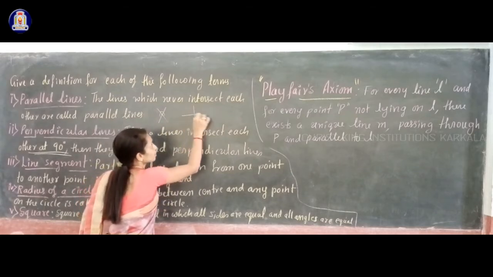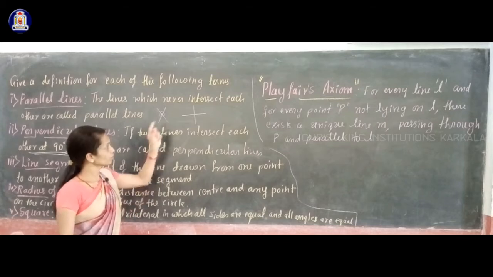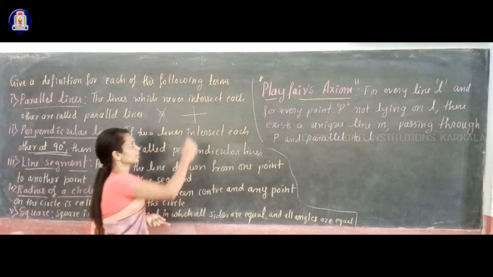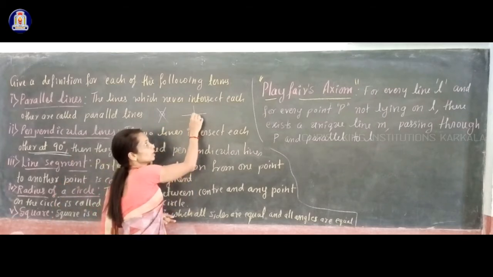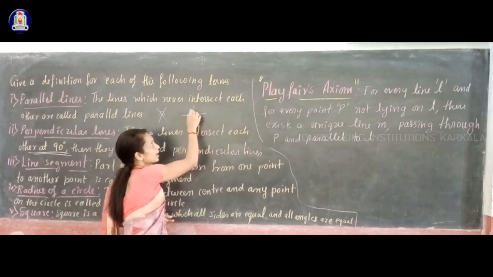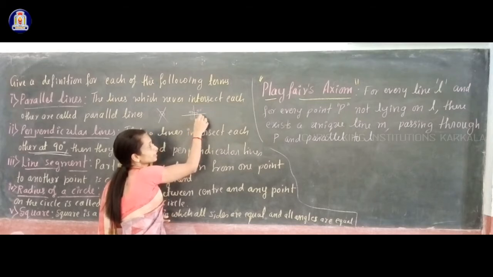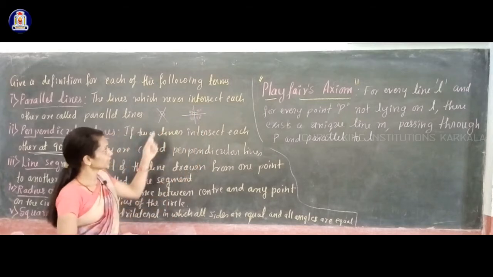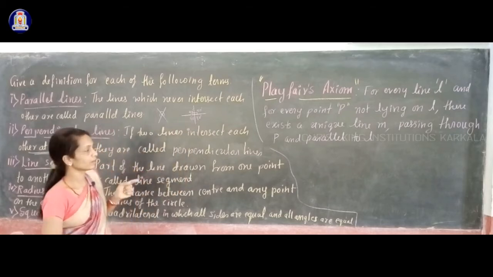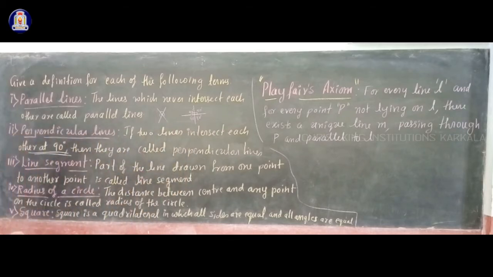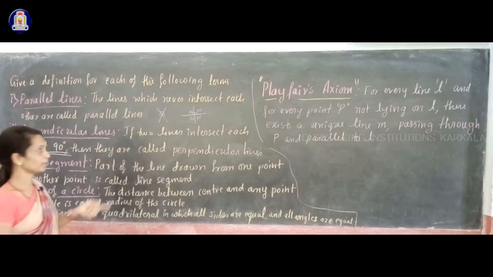And when you have perpendicular lines, they will meet or intersect at how much degrees? At 90 degrees. So any two lines which are intersecting at 90 degrees are called perpendicular lines. So if two lines intersect each other at 90 degrees, then they are called perpendicular lines.